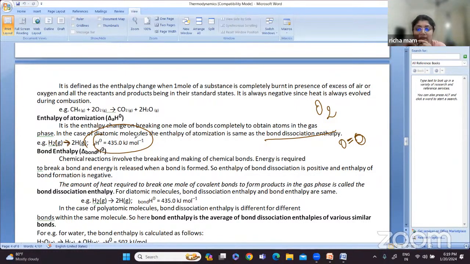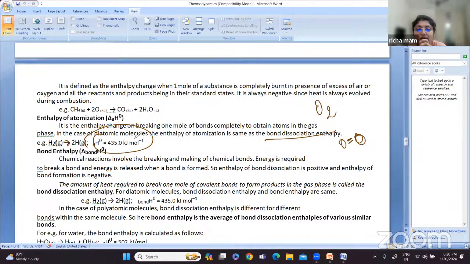Now, what is bond enthalpy? Chemical reactions involve the breaking and making of chemical bonds. The energy is required to break the bond, and energy is released when the bond is formed. So the enthalpy of bond dissociation is positive, and the enthalpy of bond formation will always be negative. Dissociation means breaking of bond, so the value is positive, and making of a bond, that is bond formation, has a negative value.